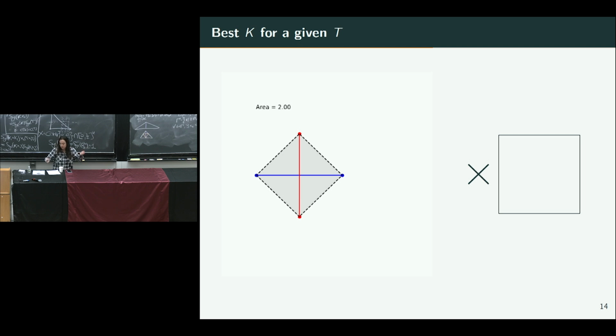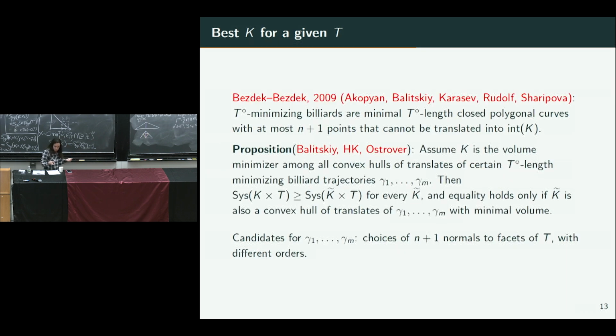And now I can take the convex hull of these two, and it's minimizing over the convex hull of these two. And so it would be optimal for this cube. And so this is what this observation is trying to say.